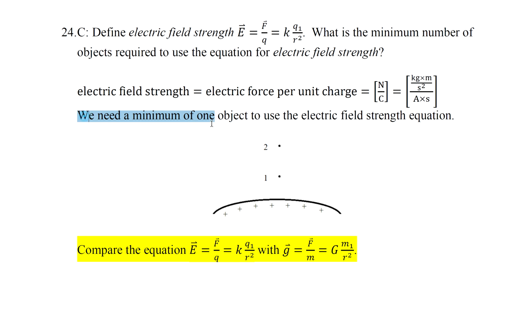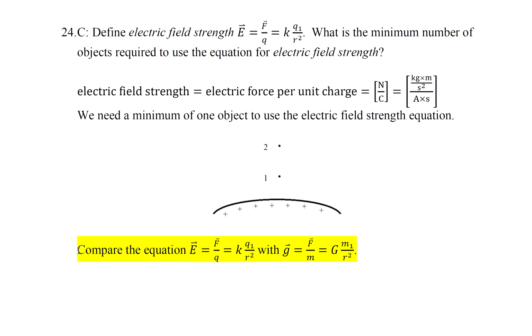And we need a minimum of one object to use the electric field strength equation. So imagine we have a positive charged object here. You see that circle? People would ask, what's the electric field strength at point 1? What's the electric field strength at point 2?